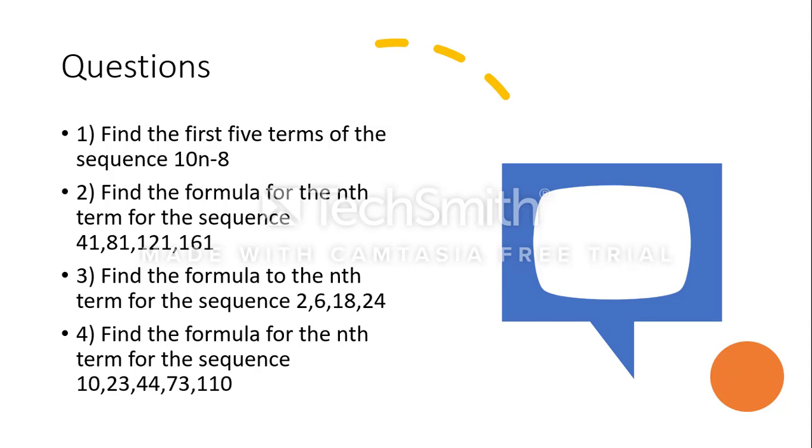Also, remember when doing these questions, follow the steps and go back to look at the previous slides. So question 3, find the formula for the nth term for the sequence 2, 6, 18, 24. And last question, find the formula for the nth term for the sequence 10, 23, 44, 73, 110. So pause the video and do the questions.